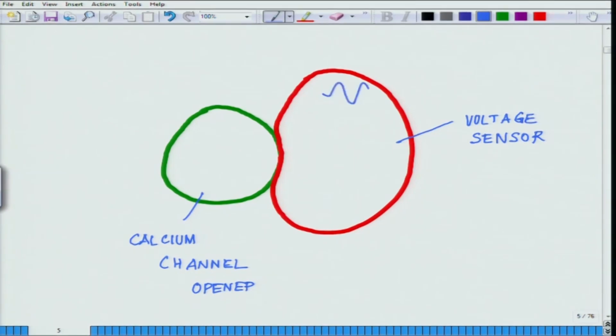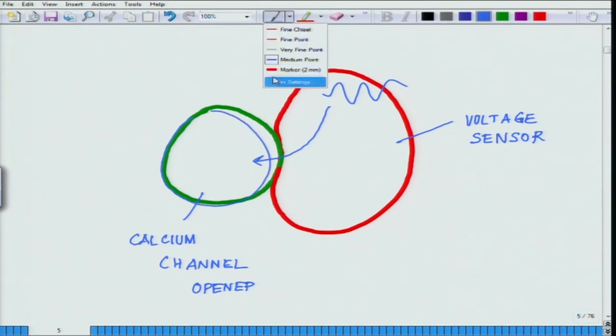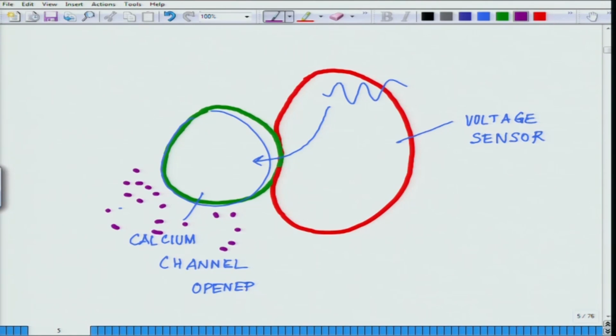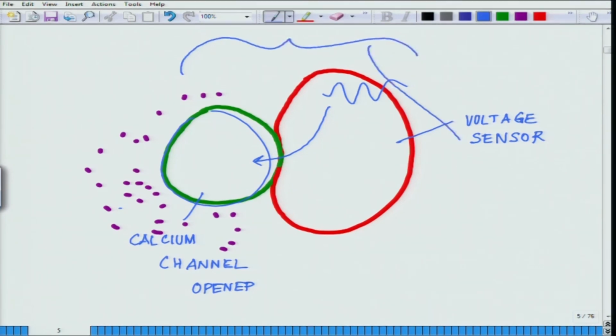So, here is the voltage sensor, and this is asking it, come on, you have to open up. And as soon as this opens up, the next thing we see along this whole milieu of the muscle is that there is a lot of calcium coming out from the sarcoplasmic reticulum. It has been discovered that this complex consists of two different proteins which make up this voltage sensor and the calcium channel opener.